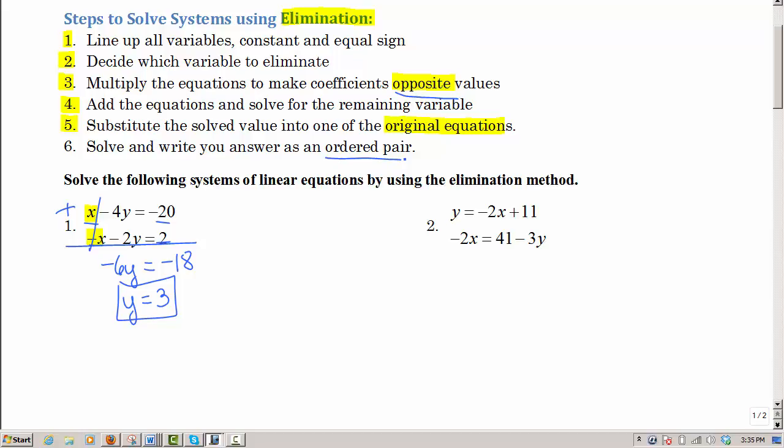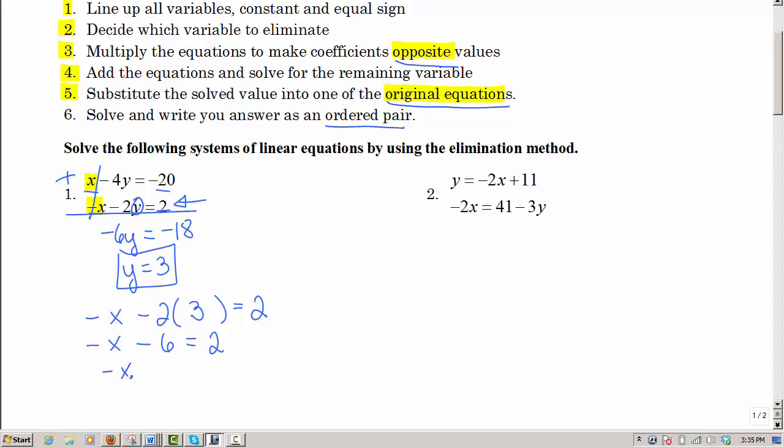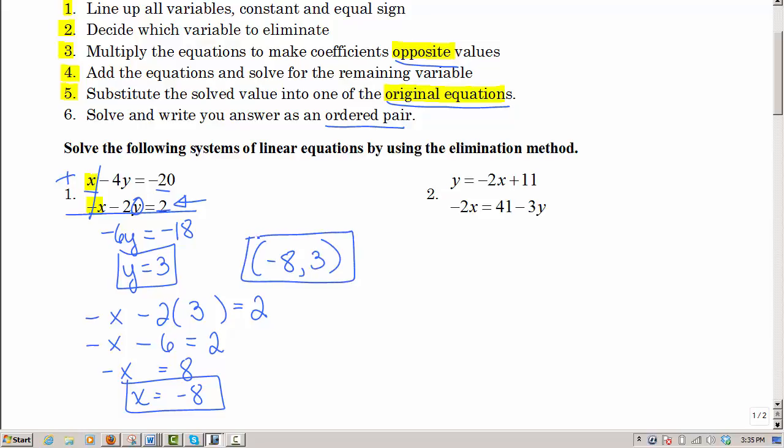So I need to put 3 back into one of the original equations. It doesn't matter which one. I think I'll use the second one just because the numbers look smaller. So I have negative x minus 2 times y, which I now know is 3, so negative x minus 6 equals 2. Negative x, I'm going to add 6 and get 8. Divide by negative 1 and I get negative 8. So my answer is negative 8, 3. That's my ordered pair.